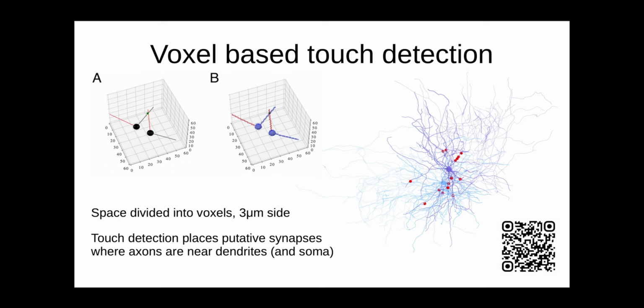The voxel-based touch detection works by dividing the space into voxels, and then it draws these neurons in this voxel space and looks for overlaps. On the left-hand side here, you can see two very simple neurons, ball and stick figures, for illustration purposes. You can see the axon and the dendrite and the soma, and when they overlap, we want to find the synapse. Internally in Snudda, it looks more like this. Here you can see the voxel representation of these, and you can see that it found synapses where they were overlapping. The space is divided into these voxels, which are 3 by 3 by 3 micrometers in size.